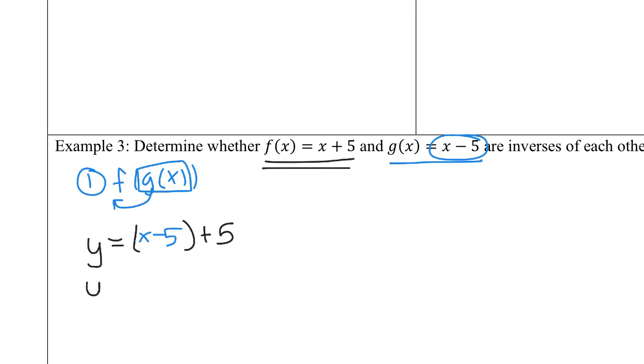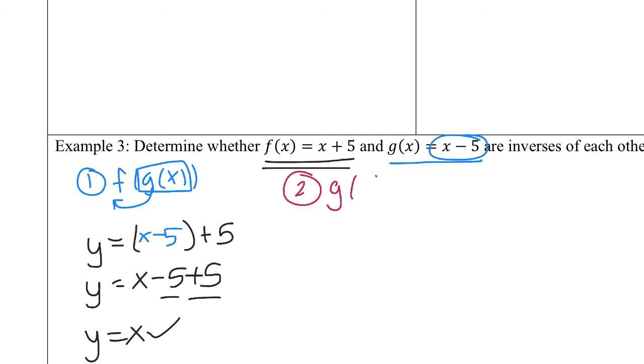So there's no number in the front of the parentheses, so this is really x minus 5 plus 5. Negative 5 plus a 5 makes 0, so we have y equals x. So far, we have what we want. Step 2 is I need g of f of x. So we're going to go backwards. We're going to take f of x and place it inside of g. So g is y equals, here's the g, x, which in this case is the f function.